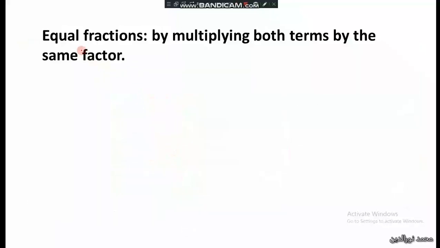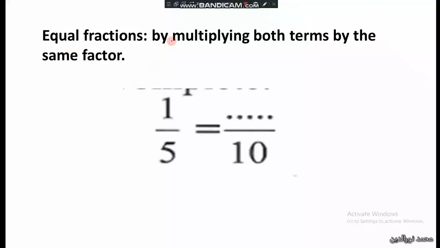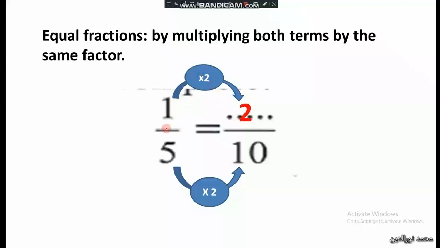And then what is an equal fraction? To have an equal fraction we have to multiply both terms by the same factor. So for 1 over 5, I want to find an equal fraction, so I will multiply the 5 times 2, and then we have to multiply the numerator by the same factor, which is 2. So 1 times 2 is 2. So we multiply both terms, the two parts of this fraction, by the same number. We multiplied top and bottom by the number 2. So we have 2 over 10.